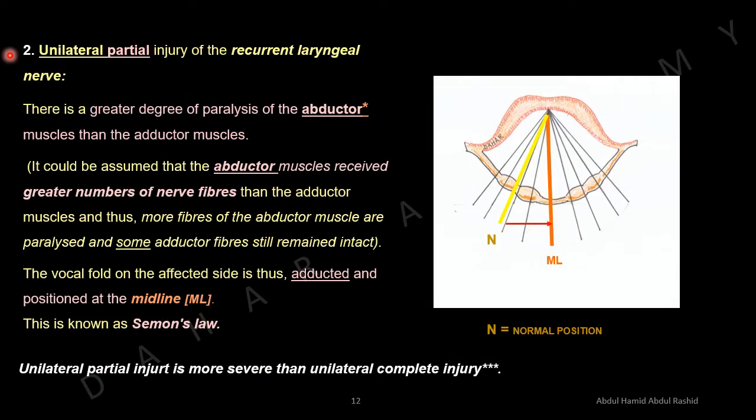Number 2, unilateral partial injury of the recurrent laryngeal nerve. In this type of injury, there is a greater degree of paralysis of the abductor muscles than that of the adductor muscles. Why? It could be assumed that the abductor muscles received greater numbers of nerve fibers than the adductor muscles, and therefore more fibers of the abductor muscles are paralyzed, and some adductor muscle fibers still remain intact. The vocal fold on the affected side is thus adducted and positioned at the midline.